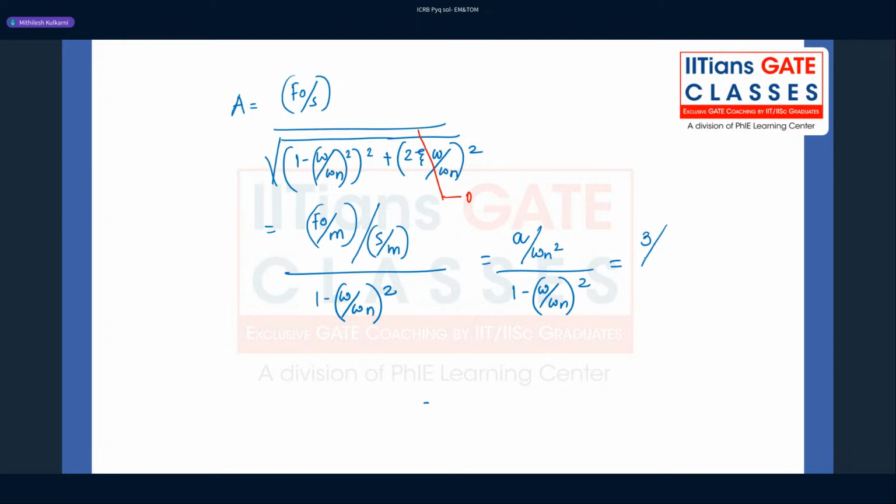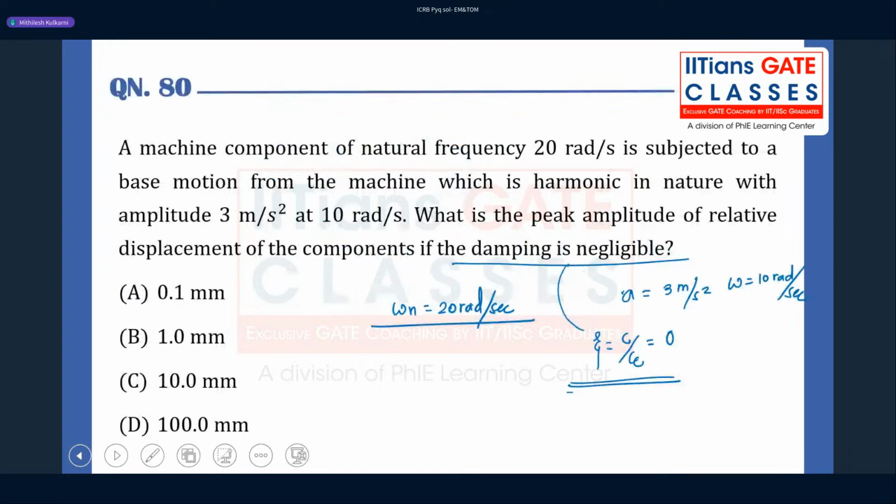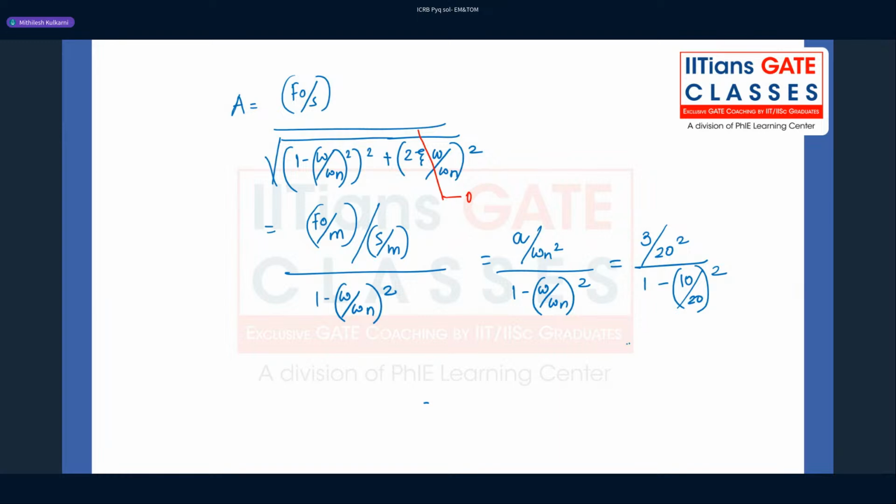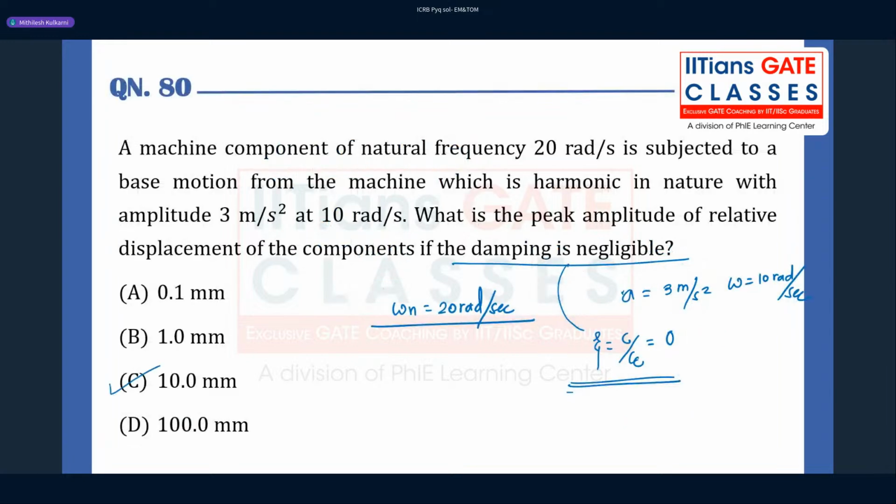A is given as 3. Natural frequency is given as 20. It's 20 square divided by 1 minus frequency, given as 10, divided by the natural frequency, 20. So if you simplify this, you'll end up with 10 mm as the answer. So basically you will get 1 divided by 100, which is in meter. So in terms of millimeter, it is 10 millimeter. Hence, option C is correct in this case.